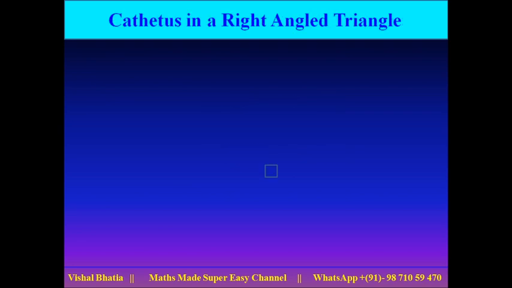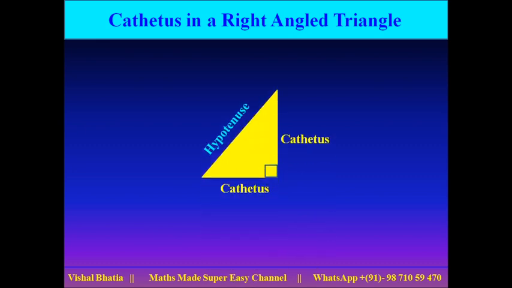What is a cathetus in a right angle triangle? You must have heard of the hypotenuse. But what is a cathetus? Let's look at a right angle triangle. There we are. The longest line is the hypotenuse, being opposite the right angle, the 90-degree angle, and the base and the height of the right angle triangle, both these sides are called the cathetus. And if you were to talk of them in plural terms or jointly, they are called catheti.